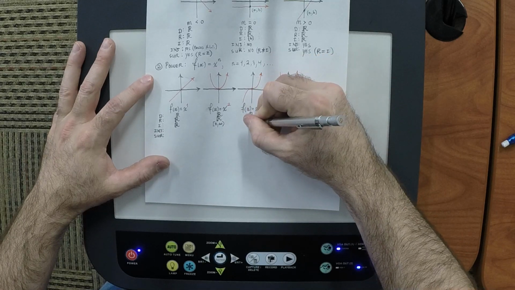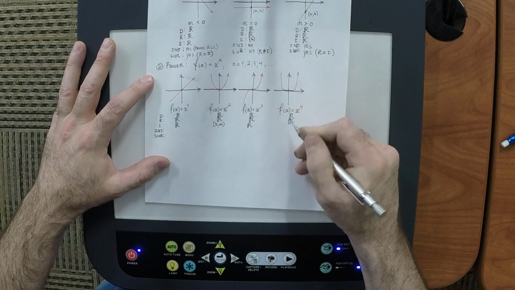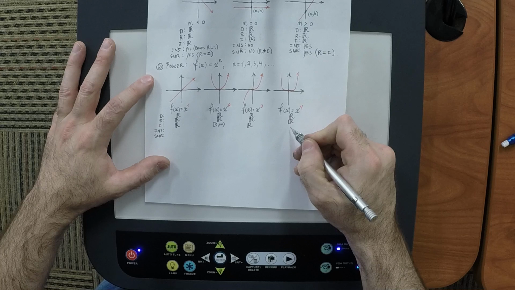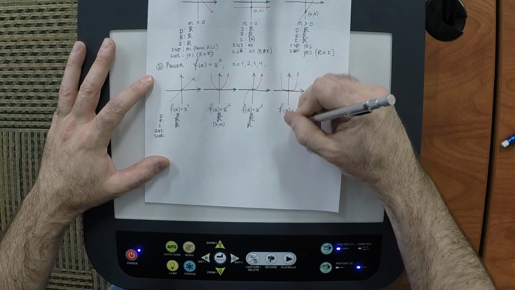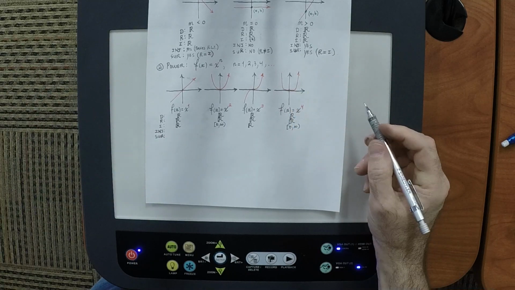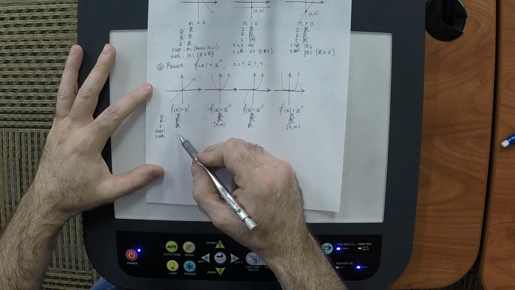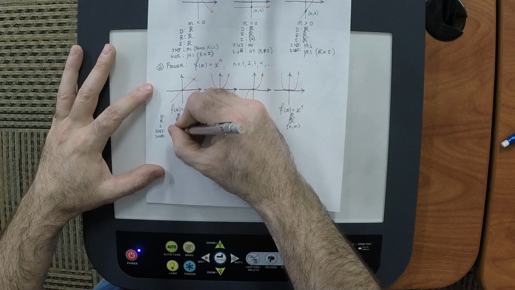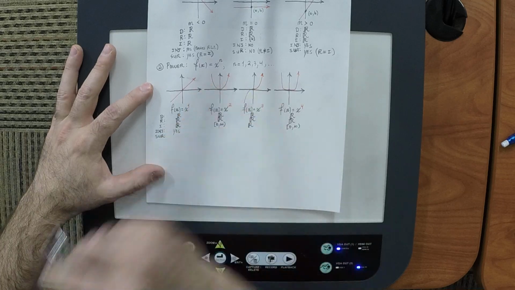Well, everything. The next one? Same as x squared. Okay, good. Is this one injective? Yes. How can you see it?